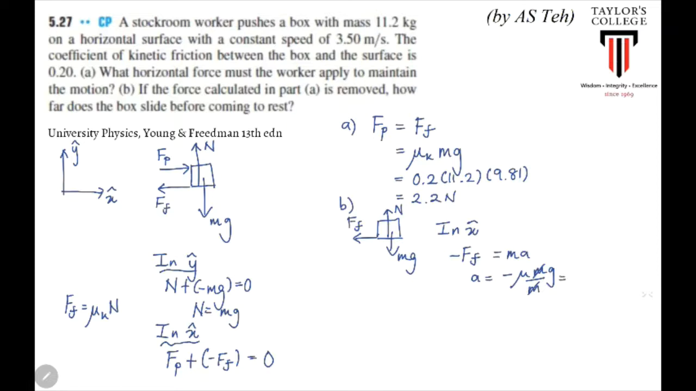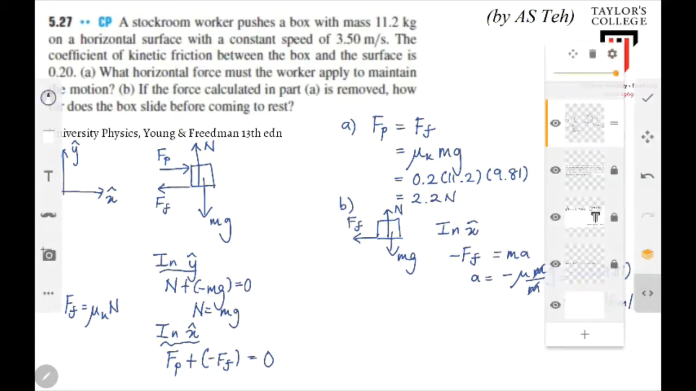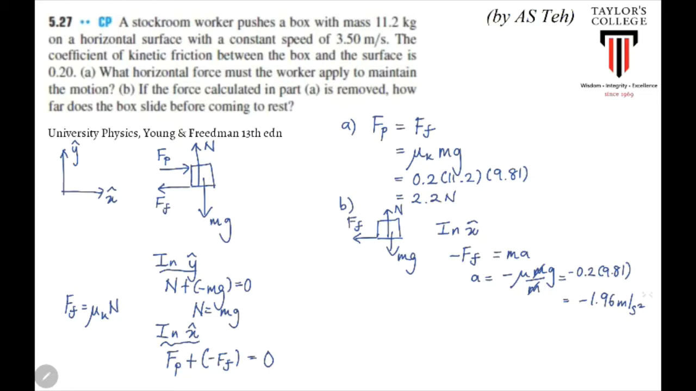So it's negative 0.2 times 9.81. That gives us a value of about negative 1.96 meters per second squared. That is the deceleration the box will experience. So from an initial velocity of 3.5 meters per second, it will have a final velocity of 0. The question is basically asking how far the box travels.